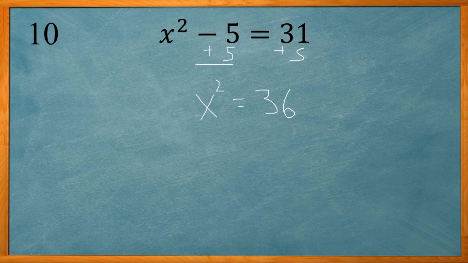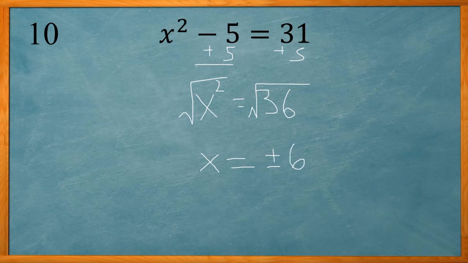And to get the x squared just to become x, I've got to take the square root of both sides. And remember, if you take the square root of a number, it could be the positive or negative of that number. So plus or minus 6. 6 times 6 is 36. So like I said, we have two answers, 6 and negative 6. Again, you can plug these in to verify your answer.